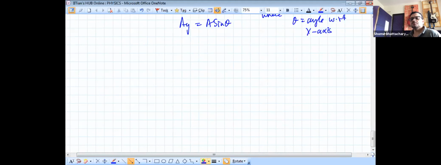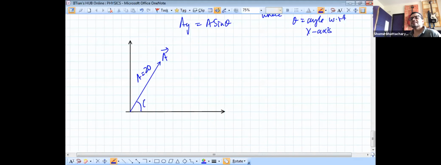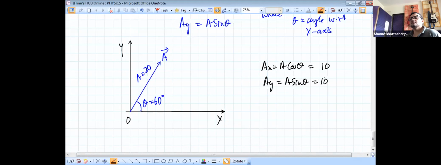So for example, in the previous question, when we had that vector, like this, it had a magnitude of 20. It was making an angle with the x-axis of 60 degrees. So now in this, we have already used the formula. We saw that Ax, which was A cos theta, became 10, and Ay, which was A sin theta, became 10 root 3.